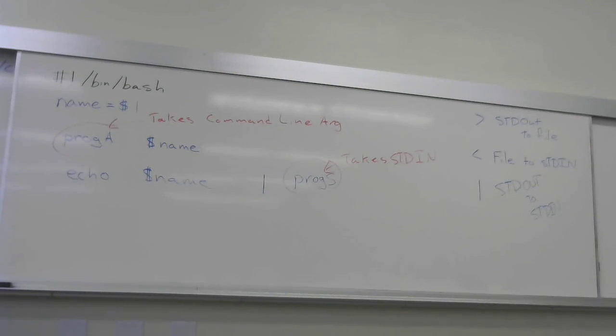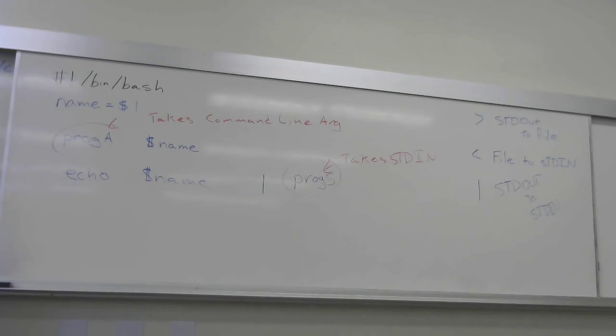Questions about this? Yes? I might cover this later with multiple standard ins. So echo is only going to take a single line, right? Let's suppose you want to have multiple lines. That means you have to have a source of multiple lines. Typically, echo is not going to give you a source of multiple lines.